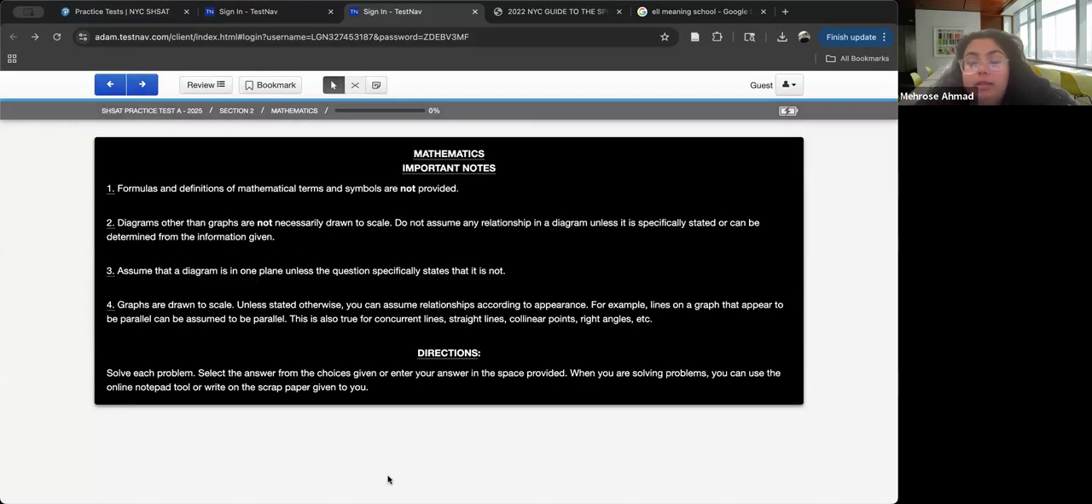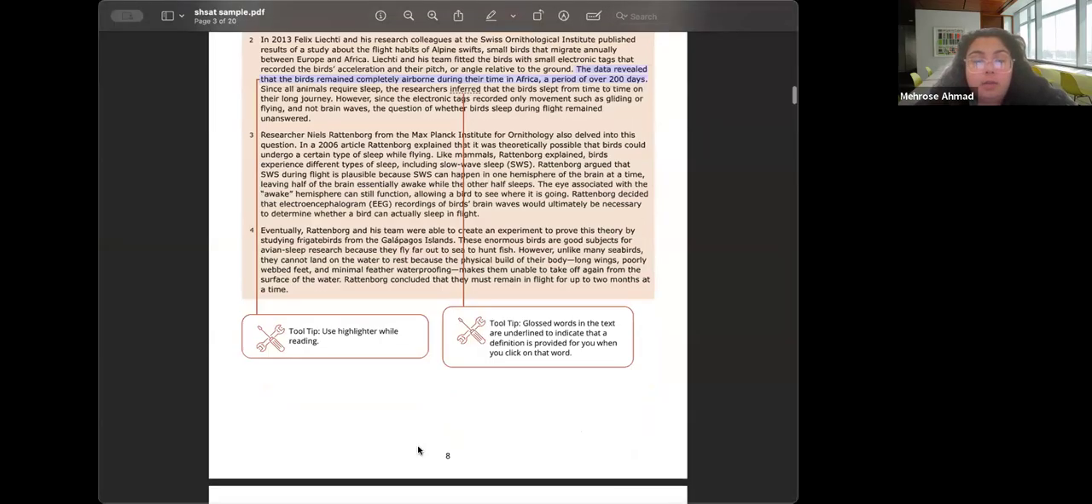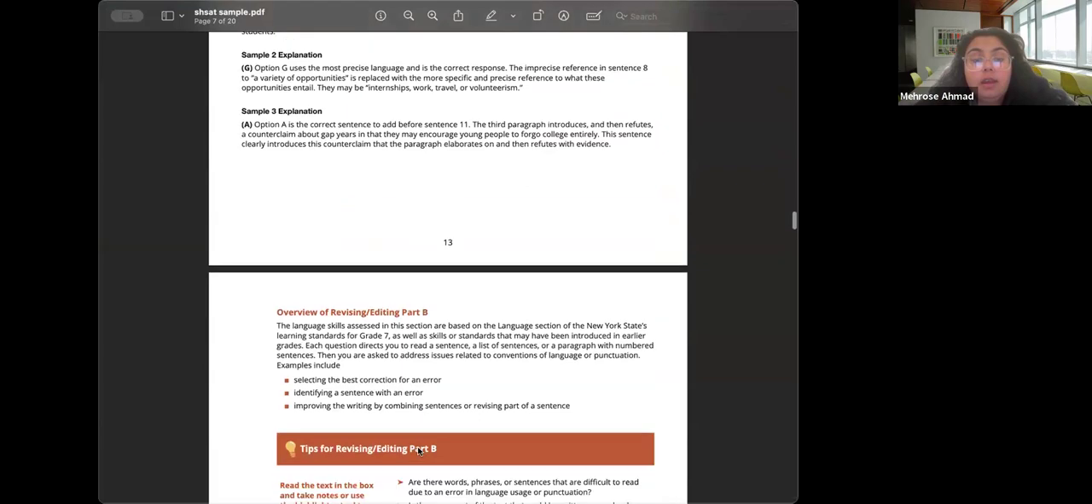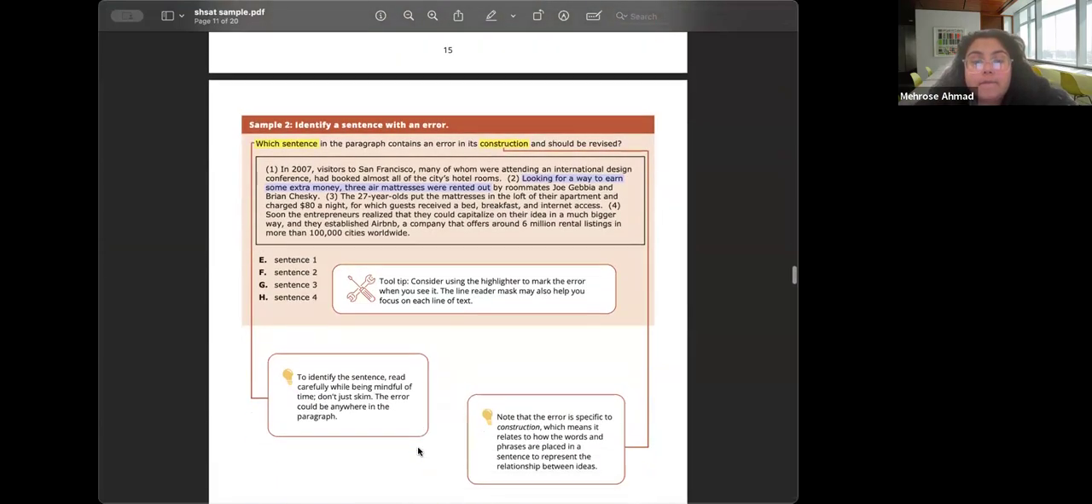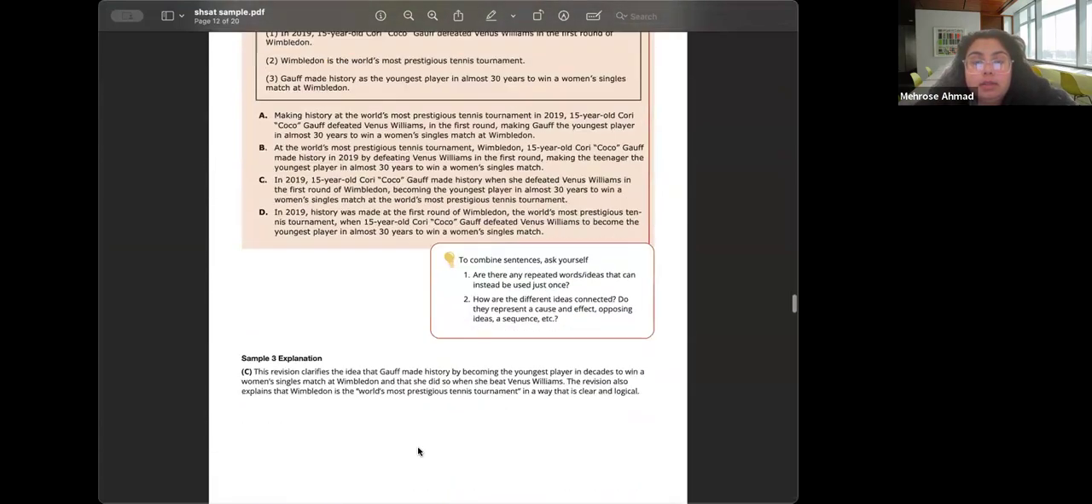And finally, we're on the math section. Now, before going to the actual test, I want to quickly go through the math features. So what do we see?